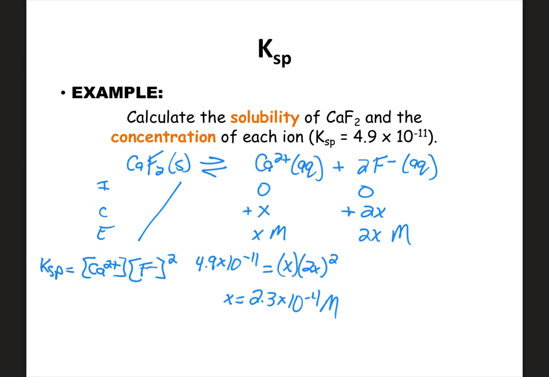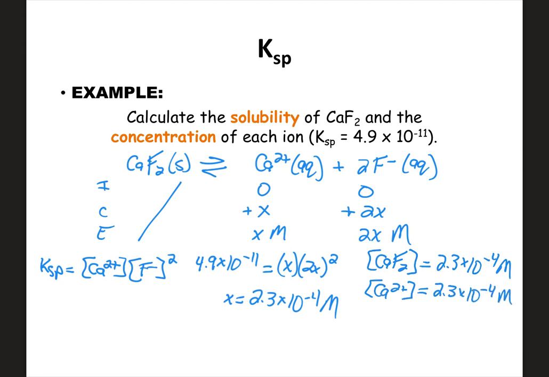So when I write this out here, concentration of the CaF2 is equal to X, which is 2.3 times 10 to the minus fourth molar. Ca2+ is the exact same thing. Remember, we want the molar solubility, the solubility of the CaF2, and the concentration of each ion. So the concentration of Ca2+ is going to be 2.3 times 10 to the minus fourth molar as well. And then the concentration of the F minus has to be 2 times X. All right, don't miss that here. It's got to be 2 times X. So the concentration of the F minus is going to be 4.6 times 10 to the minus fourth molar.